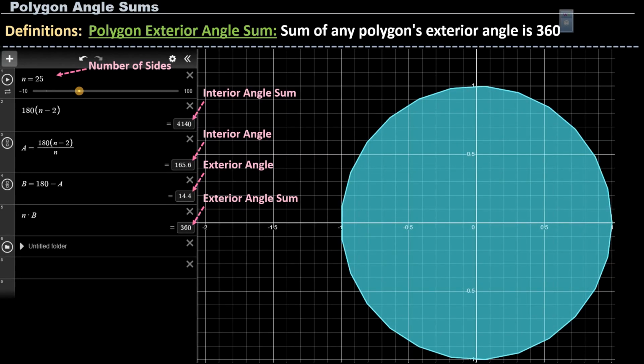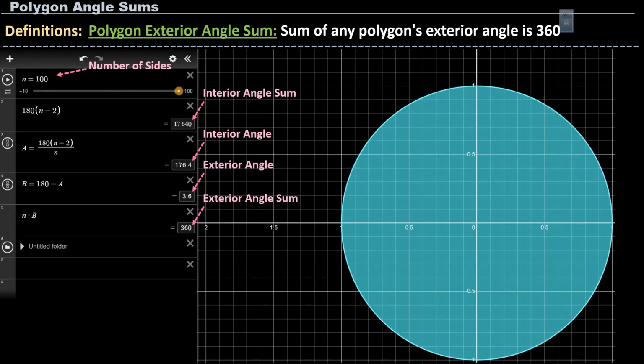So as we're up to 25, this 25-sided shape, the interior angle sum is this massive number now. It's 4,140. Each individual angle of this shape is 165.6 degrees. Each exterior angle is a very small 14.4 degrees, but the sum is still 360.